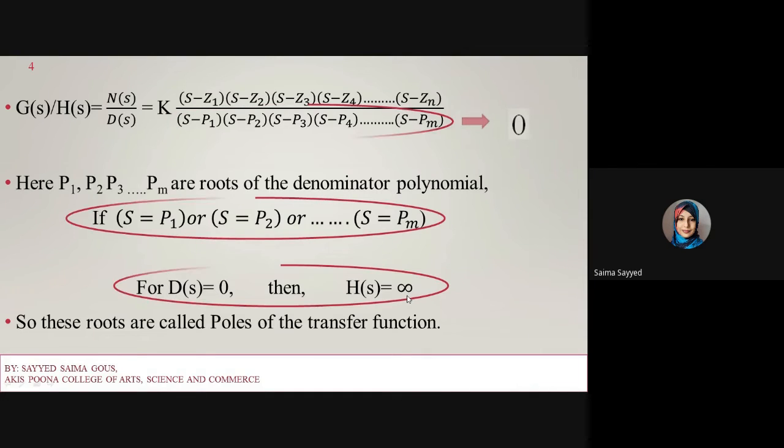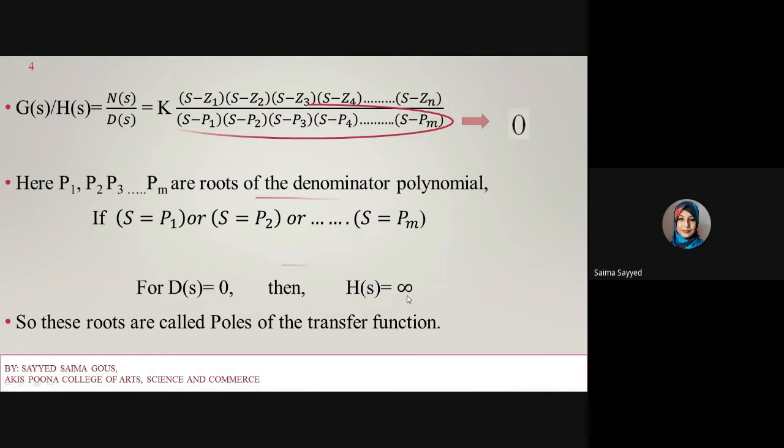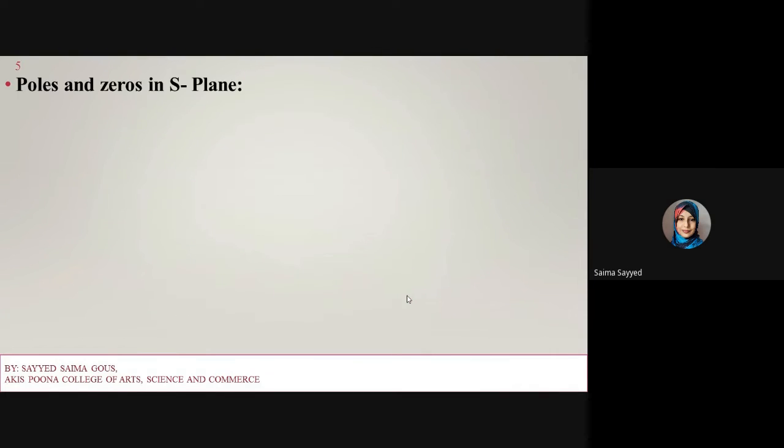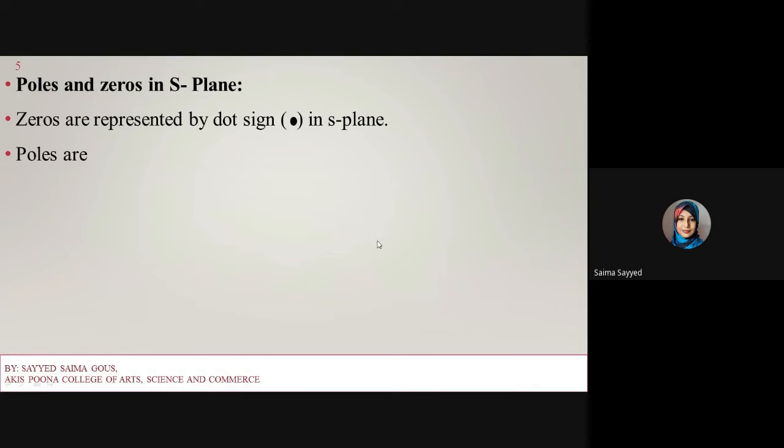So when the numerator is 0, h of s becomes 0, and these roots are called zeros. And when the denominator is 0, h of s becomes infinite, and these roots are called poles of the transfer function. So how do we represent these poles and zeros in the S-plane? Zeros are represented by a dot sign in the S-plane, and poles are represented by a cross sign in the S-plane.